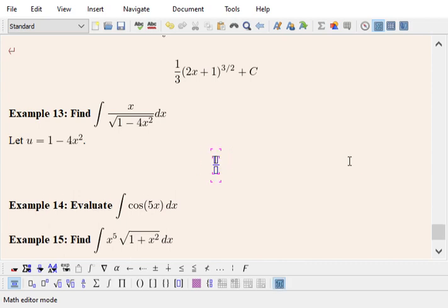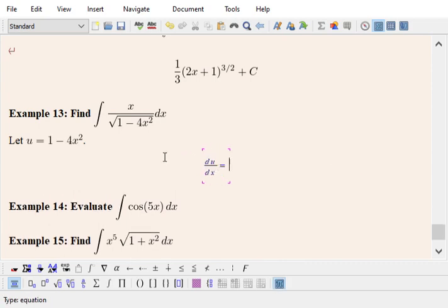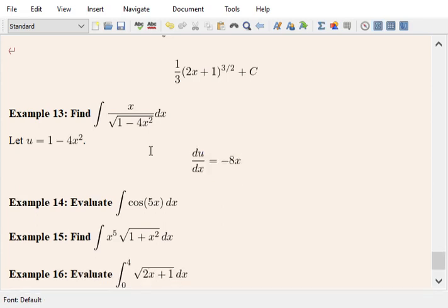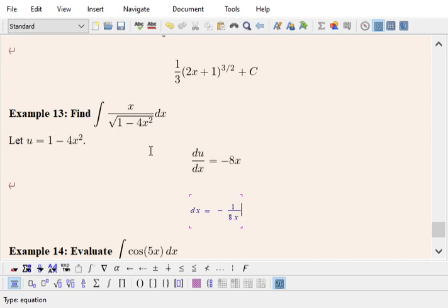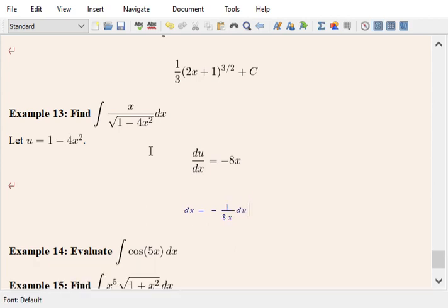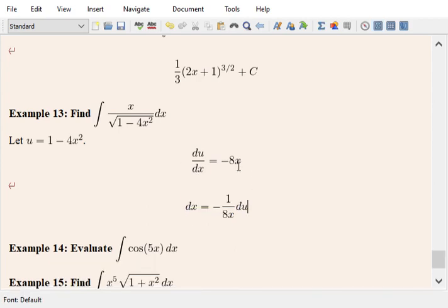Now, differentiate. Let's see, 1 goes away. Bring down the 2 to get -8. 2 minus 1 is just 1, so -8x. Solve for dx, so that just becomes -1 over 8x du, right? Just move the dx up here and move all this stuff down here.